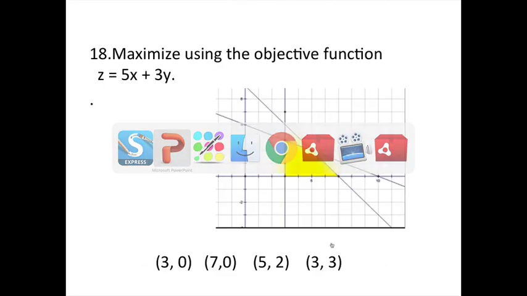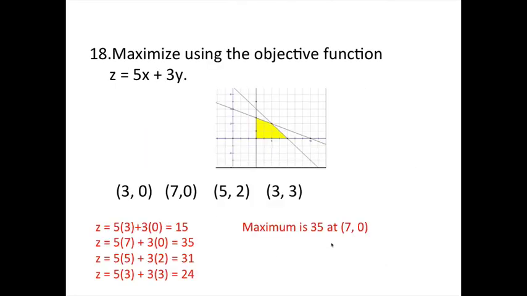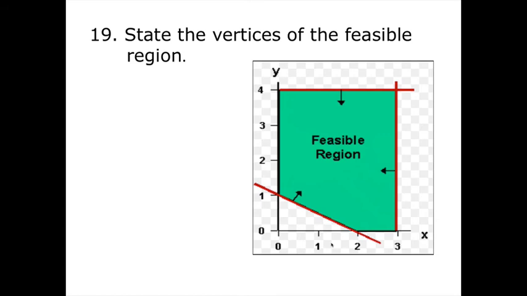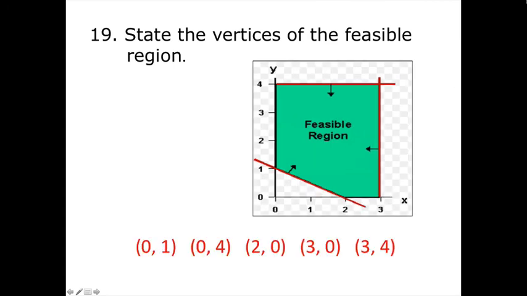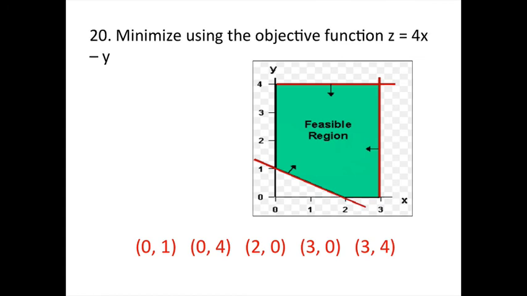Welcome back. Let's go back. Let's check exactly what I got before. All right, here's another one. Find the feasible region's vertices. That means this corner right here is (2,0), this corner is (3,0), this vertex is (3,4), this vertex is (0,4), and this vertex is (0,1). So let's see if we got them all. We did. Now the last question wants you this time to minimize. So let's go to our slates and we're going to minimize. Remember, minimize means the smallest answer.